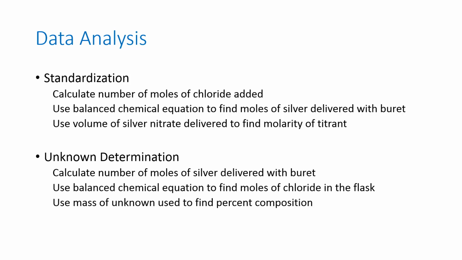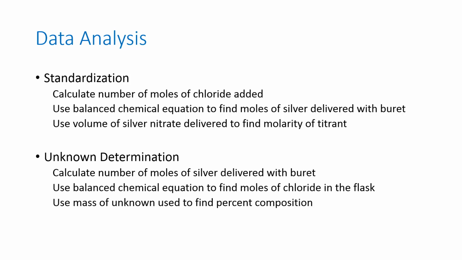One of these is for the unknown determination. The other is on your ability to make your titrant correctly using the analytical balance and the volumetric glassware. If you make your silver nitrate titrant correctly, since it's a primary standard, you should be able to get an exact concentration, the same number as you get for your standardization.